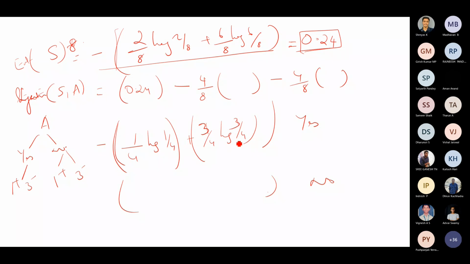So for yes, is it right? 1 by 4 log 1 by 4 plus 3 by 4 log 3 by 4. That is also 0.24, ma'am. Okay. So this will be 0, no? Ma'am, another minus 4 by 8 is there now. So that will be 0.24 by 2 and 0.24. This will become 0. Okay. Yes, ma'am. 0, ma'am.